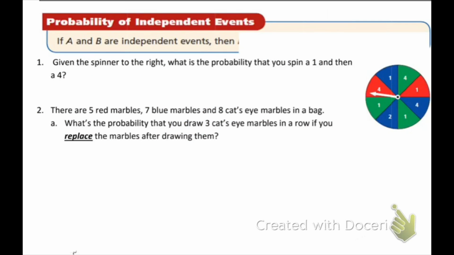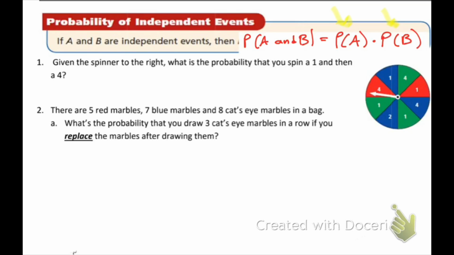So for independent events, we're going to say that if A and B are the events, it could be whatever, if A and B are independent events, then the probability that event A and event B will occur is equal to the probability of event A occurring, and we multiply it by the probability of event B occurring. So we're going to calculate each of these probabilities individually and then multiply them together. So let's look at an example.